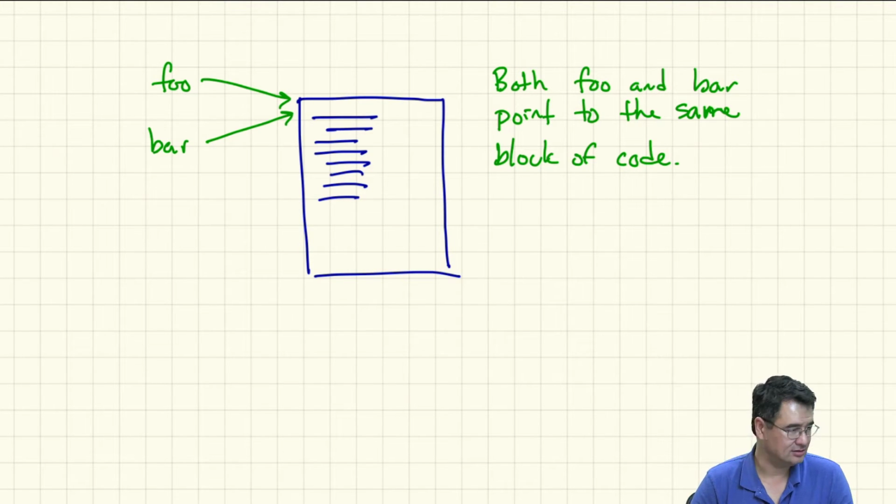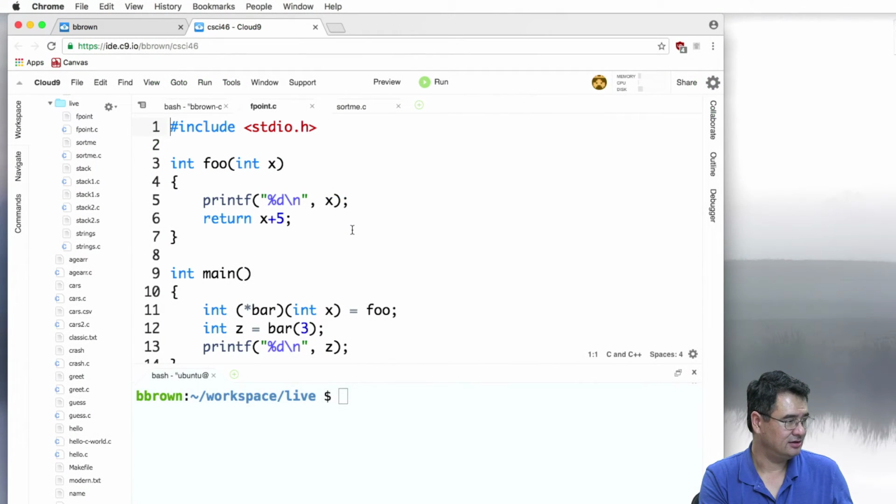All right, let's take a look at some actual code itself. Here is a simple program. I've got the same foo function here. It takes in an int parameter and returns an int. And all it does is print out the value of the parameter being passed to it, and return the value of that parameter plus 5. So if I call foo of 3, it should print out 3 and then return 8.